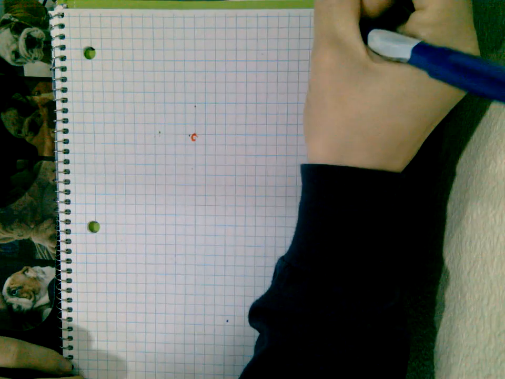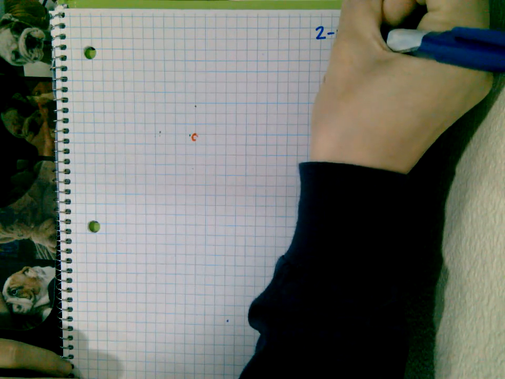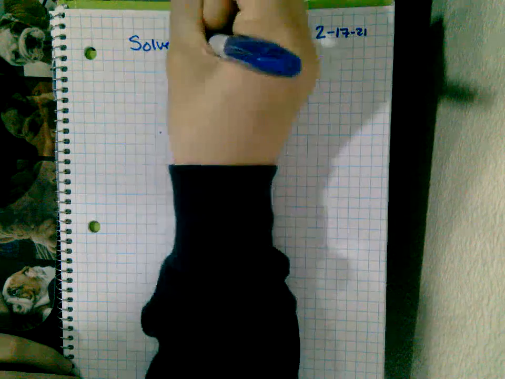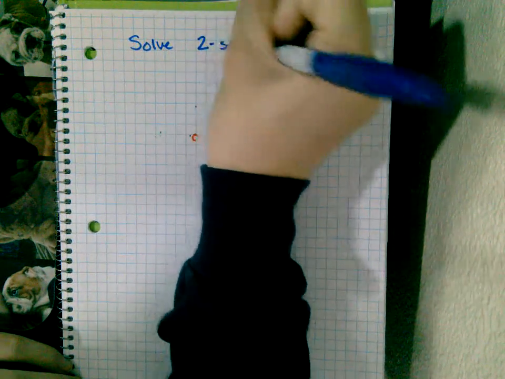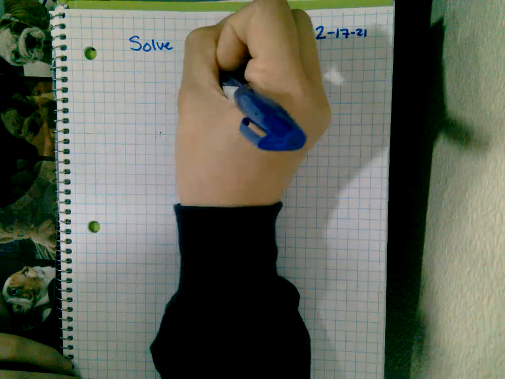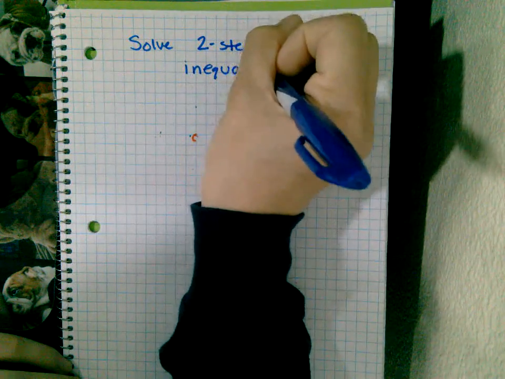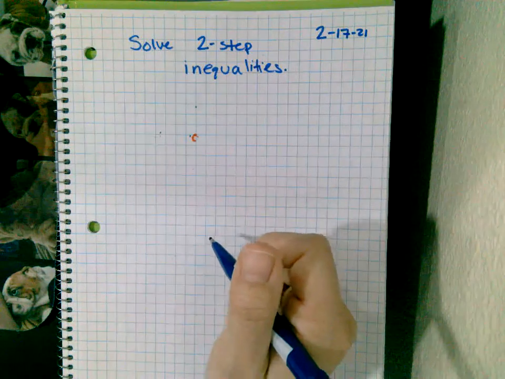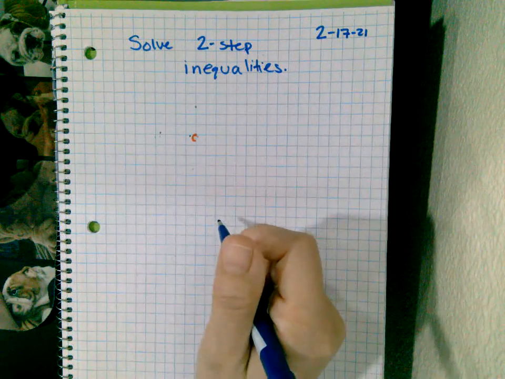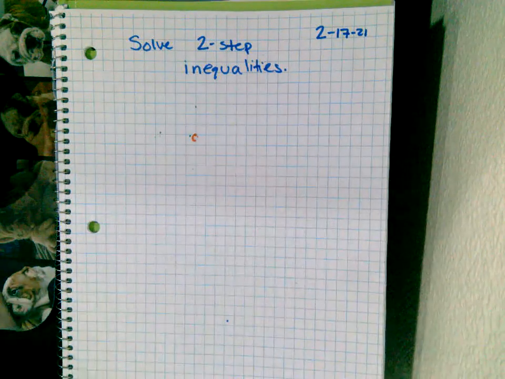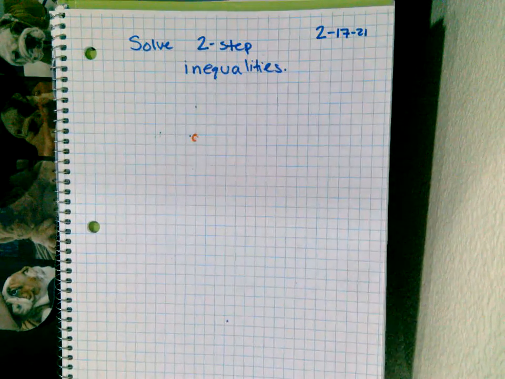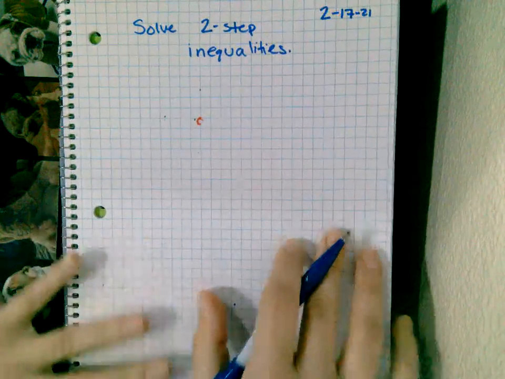Right, cool. So today's date is 2/17, and we're going to solve two-step inequalities. We'll solve two-step inequalities, do some classwork, and be good. We'll save the day. All right, easy, easy, easy.